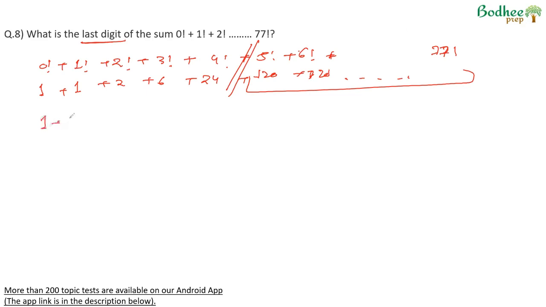0 factorial ends in 1, 1 factorial ends in 1, 2 factorial ends in 2, 3 factorial in 6, and 4 factorial in 4. 6 plus 4 is 10, so this goes away. The last digit will simply be 2 plus 1 plus 1, which is 4. That becomes my answer. Question 8, answer is 4.